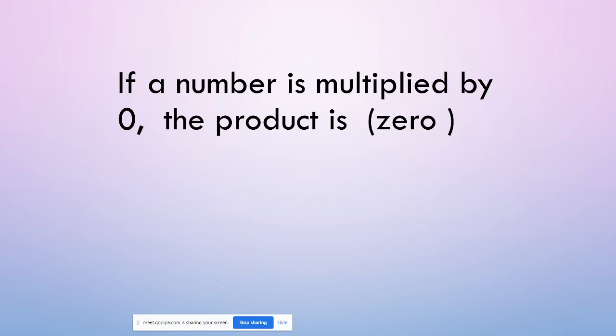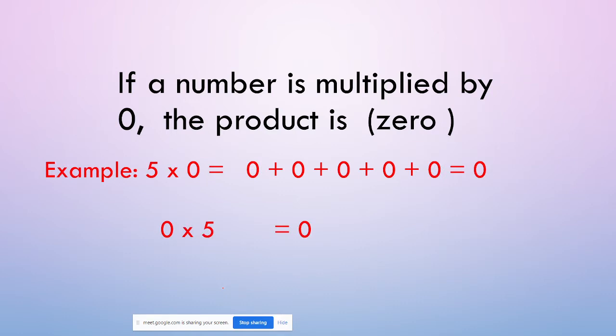Okay, next. How about if a number is multiplied by 0? If a number is multiplied by 0, the answer will always be 0. For example, you have 5 times 0. The answer will still be 0 because it will be 0, 0, 0, 0, 0. You repeat 0 five times.